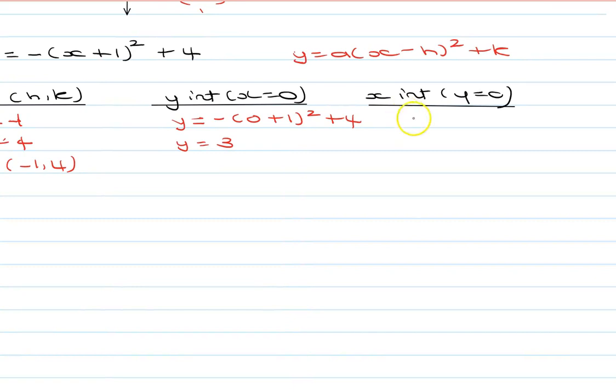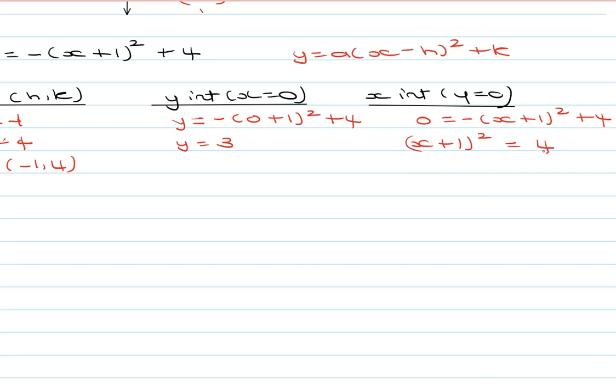Now let's look at the x-intercepts. Remember, we substitute y equals 0 into our formula, so we've got 0 equals minus x plus 1 squared plus 4. So what I'm going to do is, because I've got negative there, I'm going to move that over to the left-hand side so it's positive. So I get x plus 1 squared, just struggling with a pen again. It's being silly. Excuse me. x plus 1 squared is now on the left-hand side equals 4.